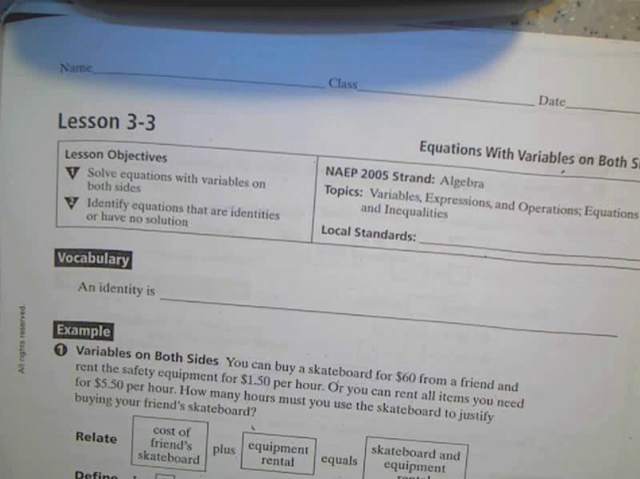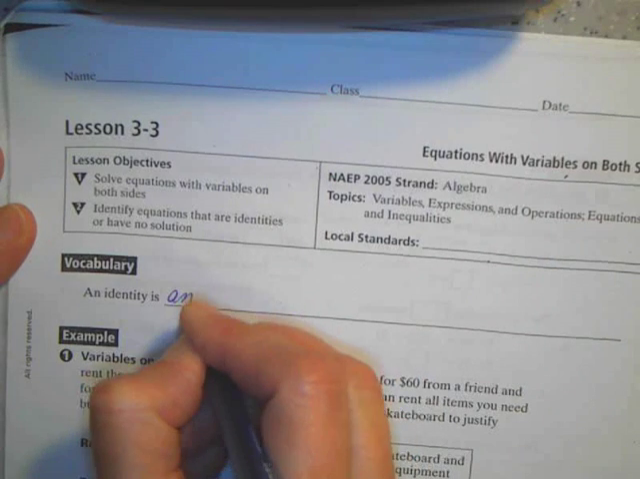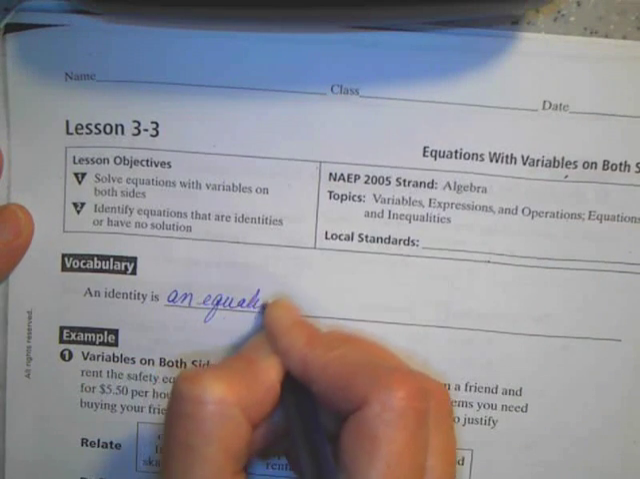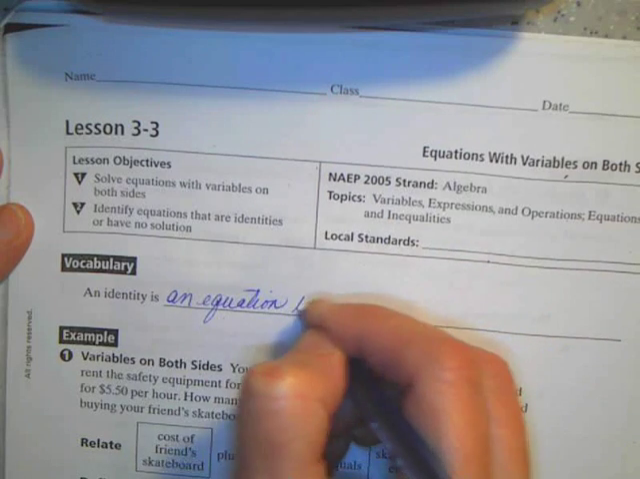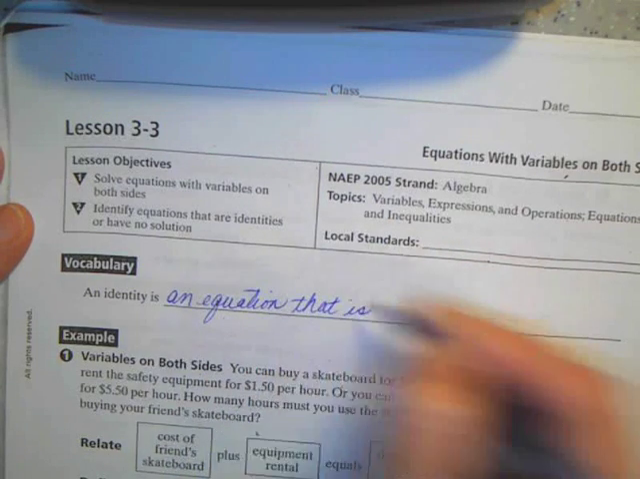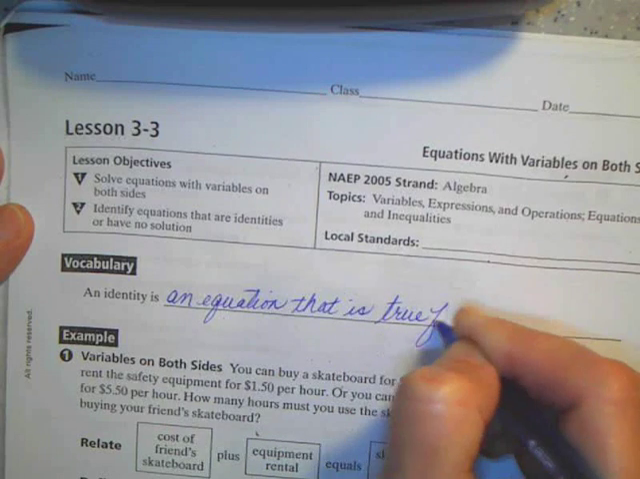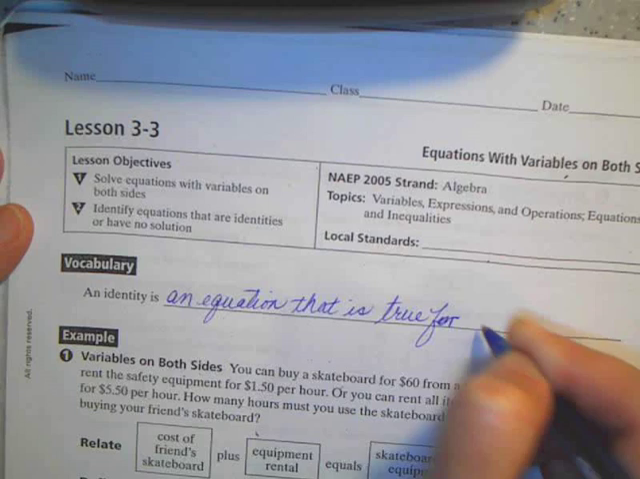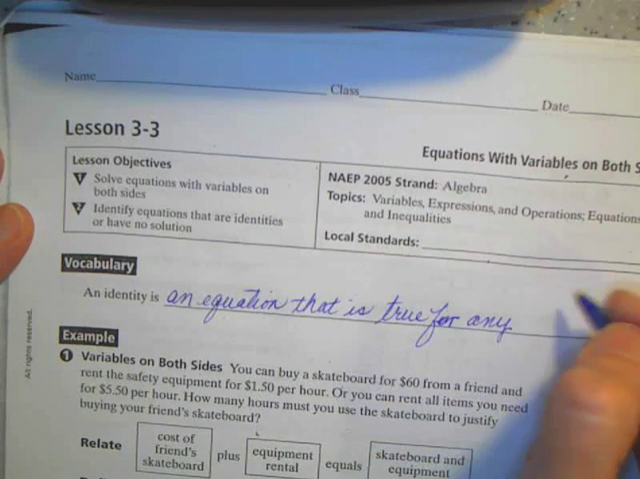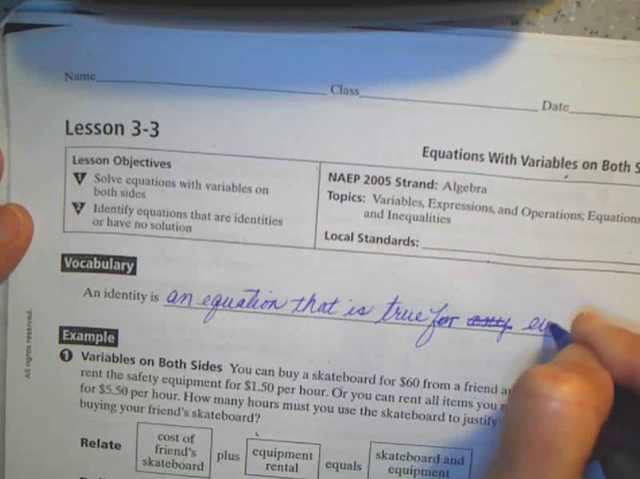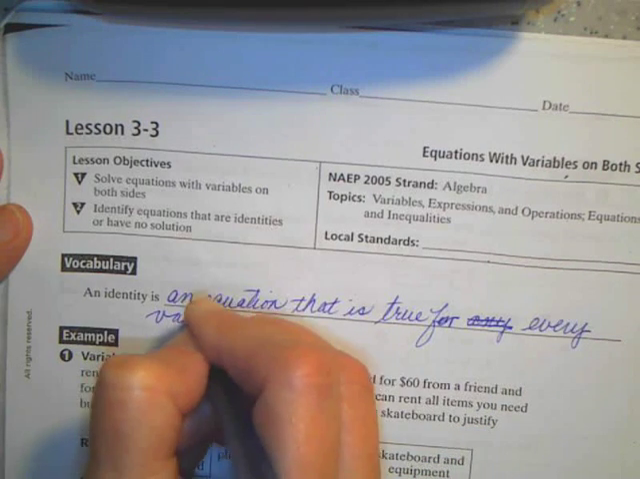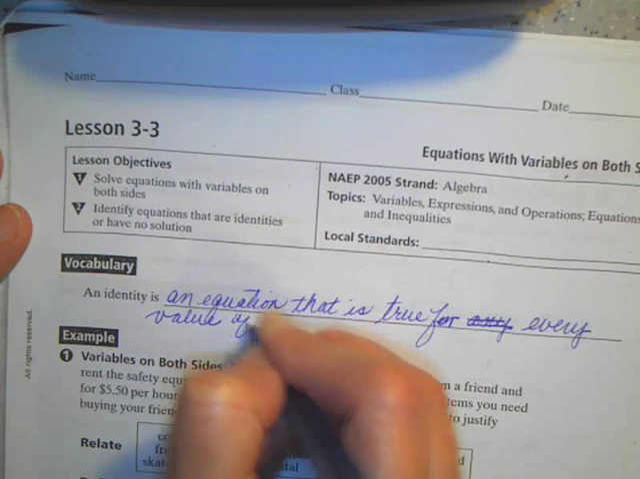Our objectives are to solve equations with variables on both sides and to identify equations that are identities or have no solution. Okay, so first off, an identity is defined as an equation that is true for every value of the variable.